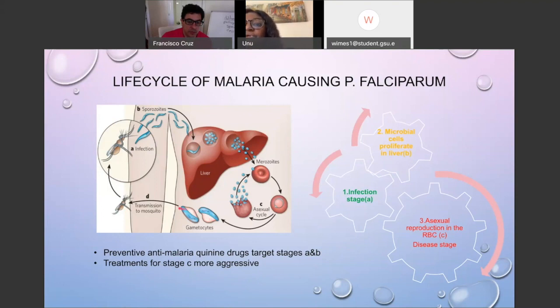the mosquito. So as far as treatments for malaria, the preventive anti-malaria quinine drugs usually target stages A and B. At that stage, the cells are simply infecting and proliferating, and the drugs can work effectively. But by the time it goes into the red blood cells, that's the most dangerous part. It's usually when it goes on to cause death in most instances.